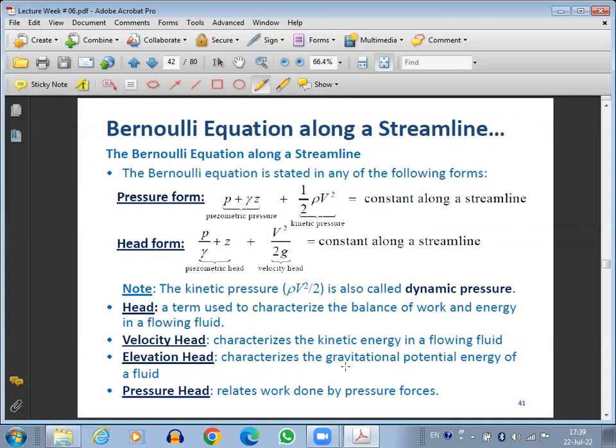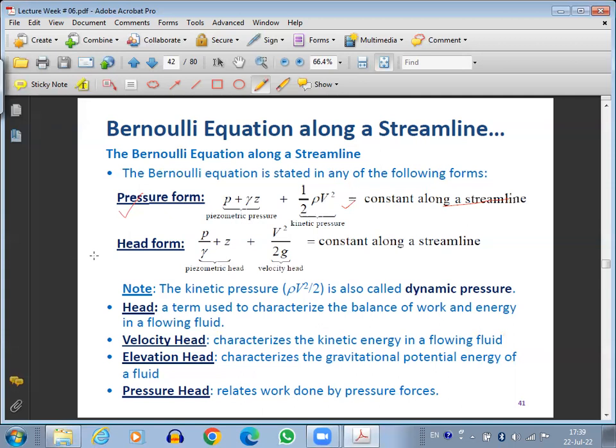Okay, so we have here terminologies: P plus gamma Z plus half rho V square equals constant along a streamline. This is in the pressure form. P plus gamma Z is the piezometric pressure. So basically the Bernoulli equation says that the piezometric pressure plus kinetic pressure is a constant, or the summation of three things is a constant, which is hydrostatic pressure plus pressure due to elevation plus kinetic pressure.